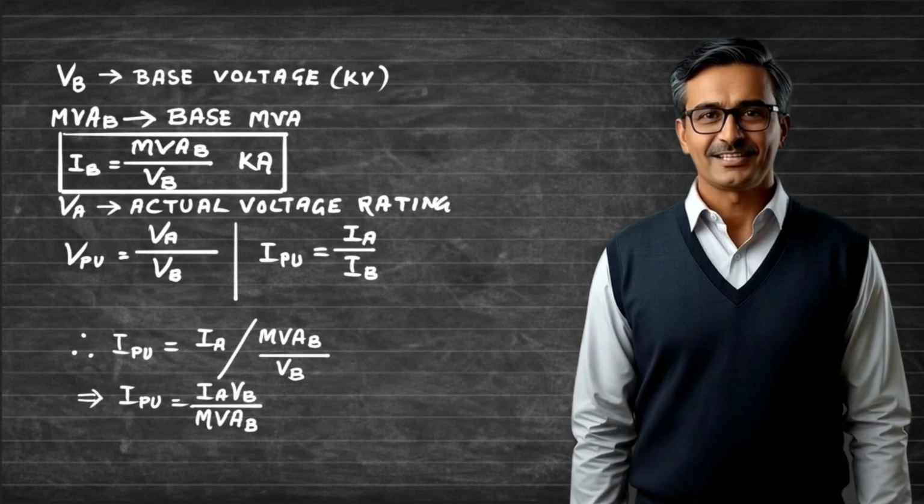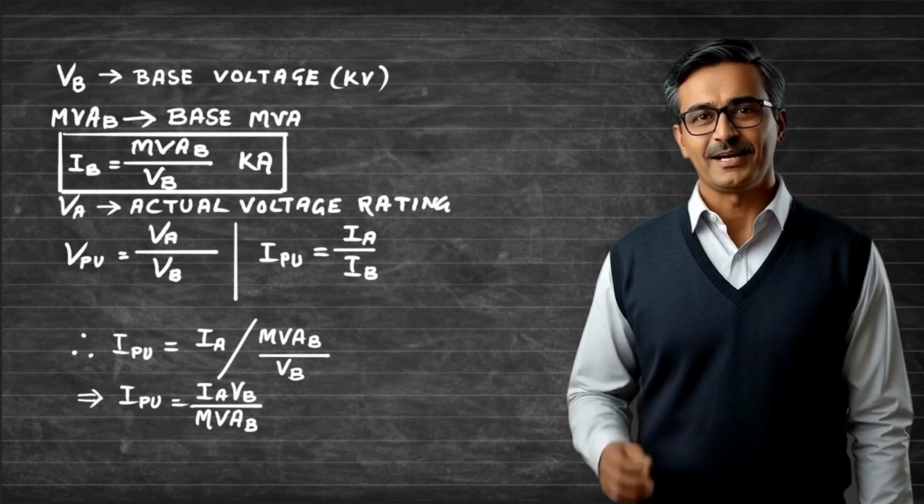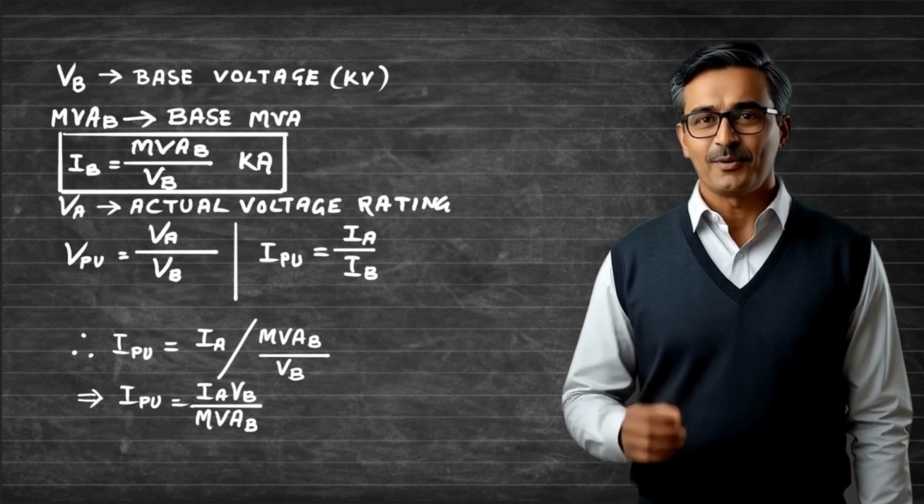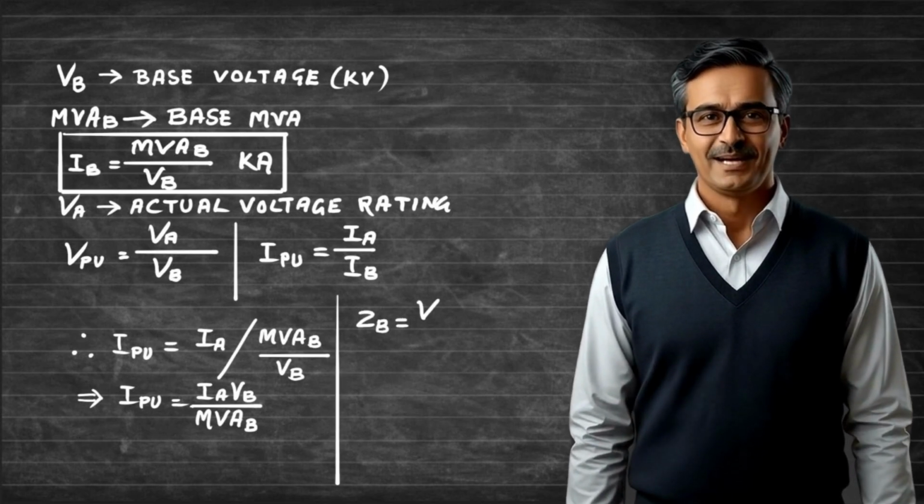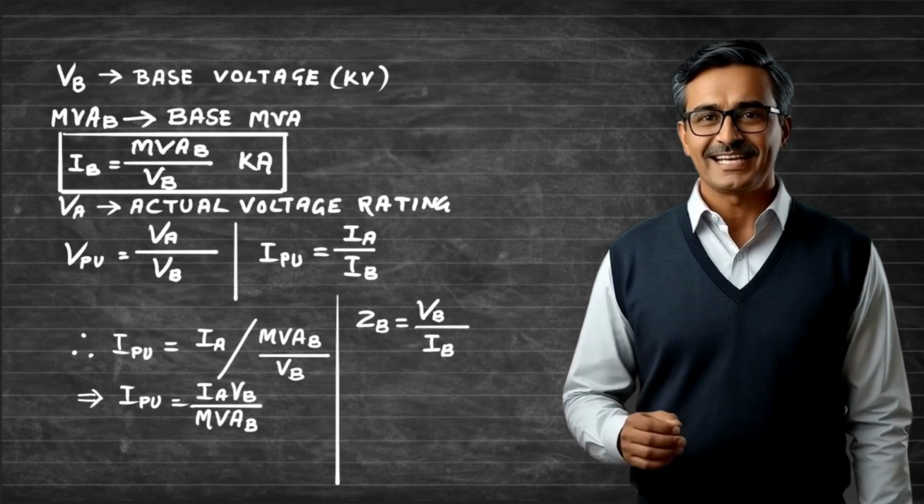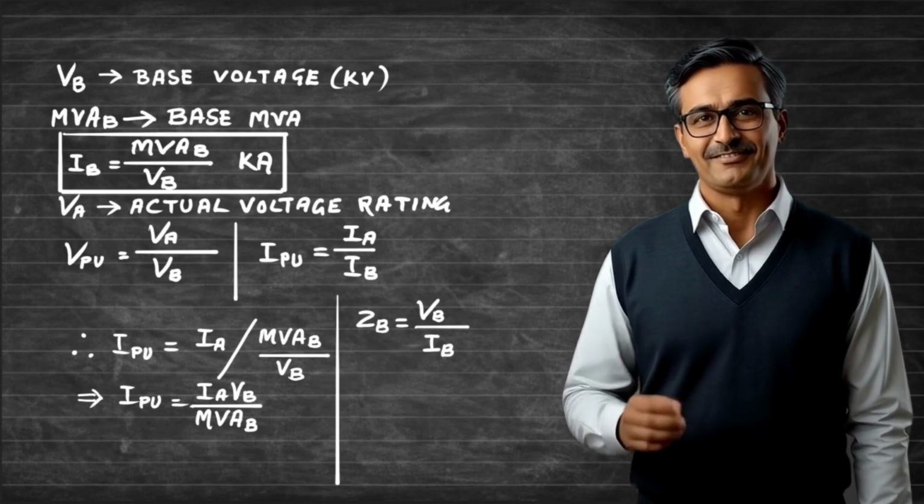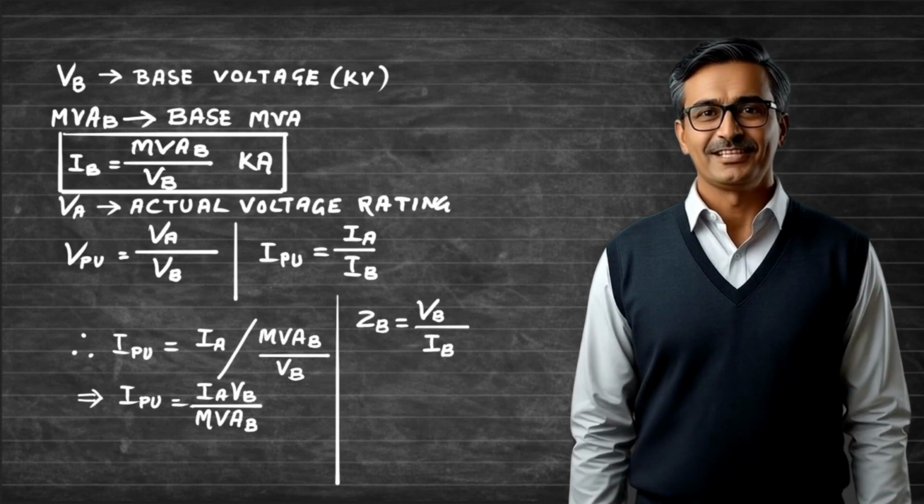Now let us calculate the per unit impedance of that equipment. Before calculating the per unit impedance, we first have to calculate the base impedance of the system. The base impedance, Z suffix B, obviously equals base voltage divided by base current. So we can write Z suffix B equals V suffix B divided by I suffix B.